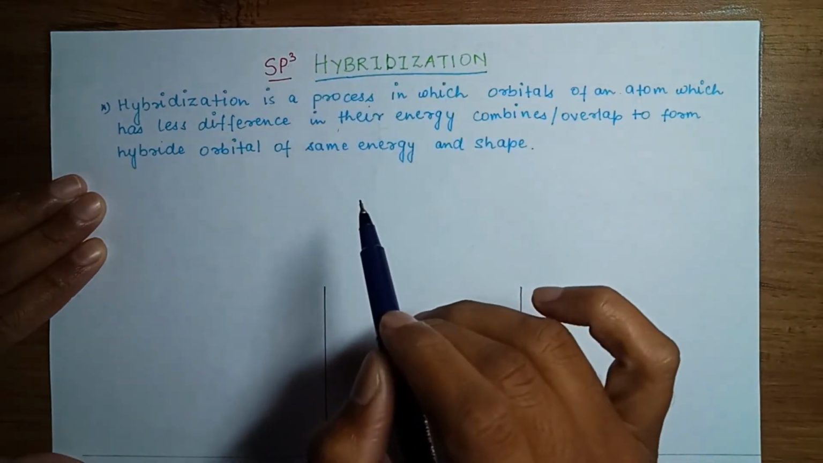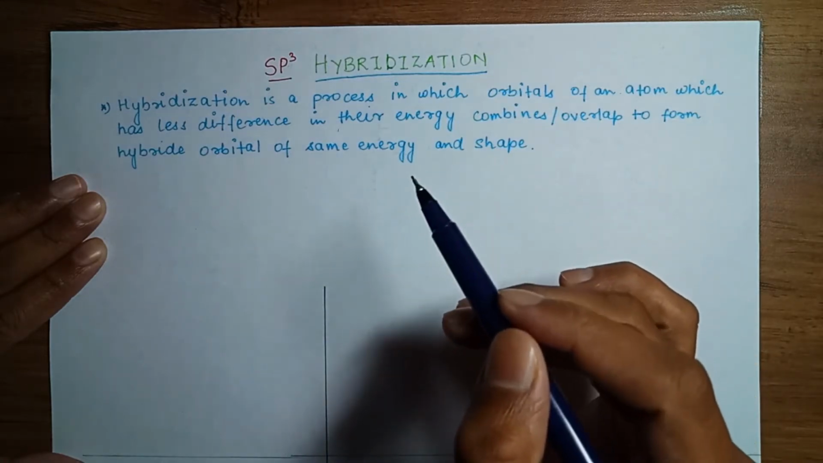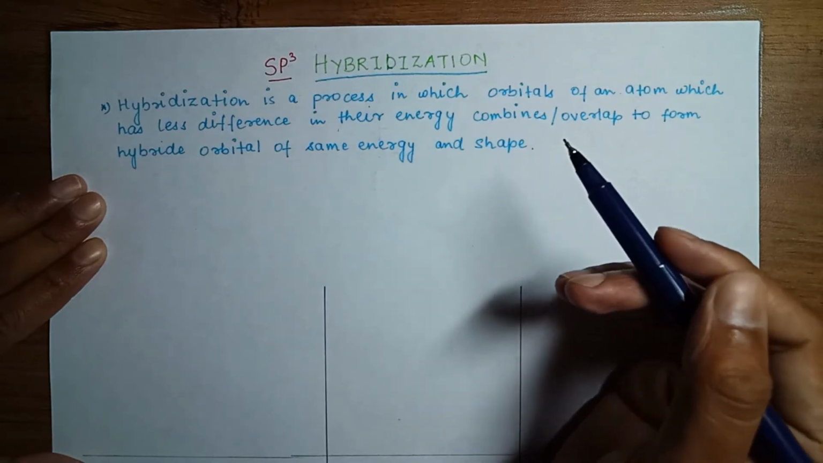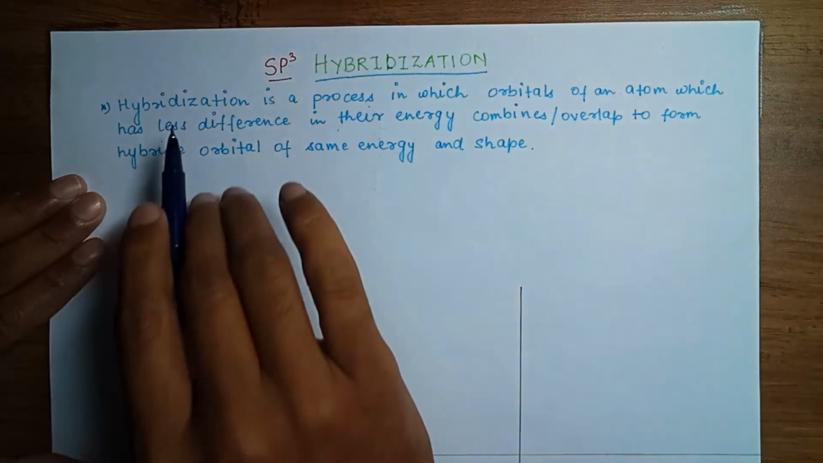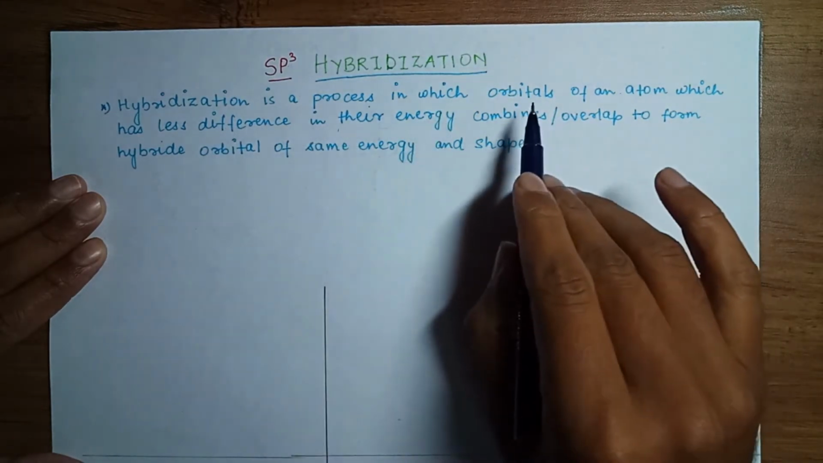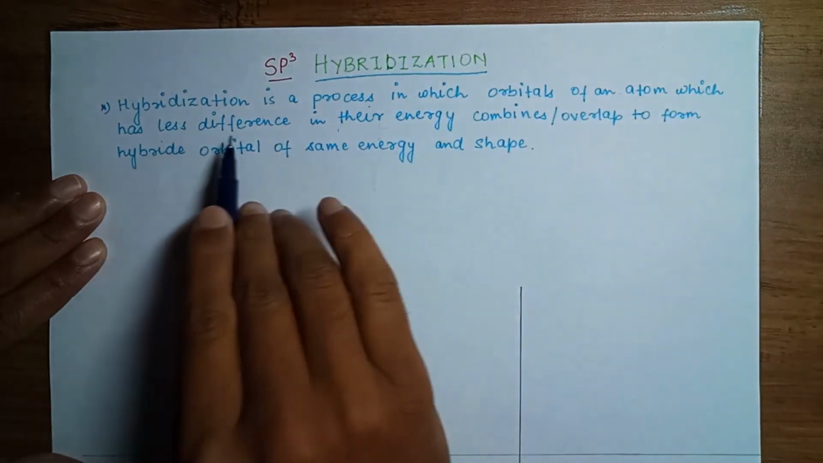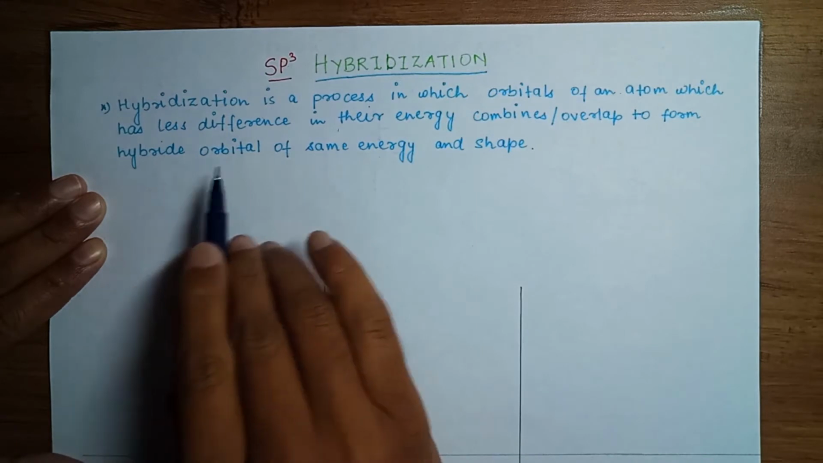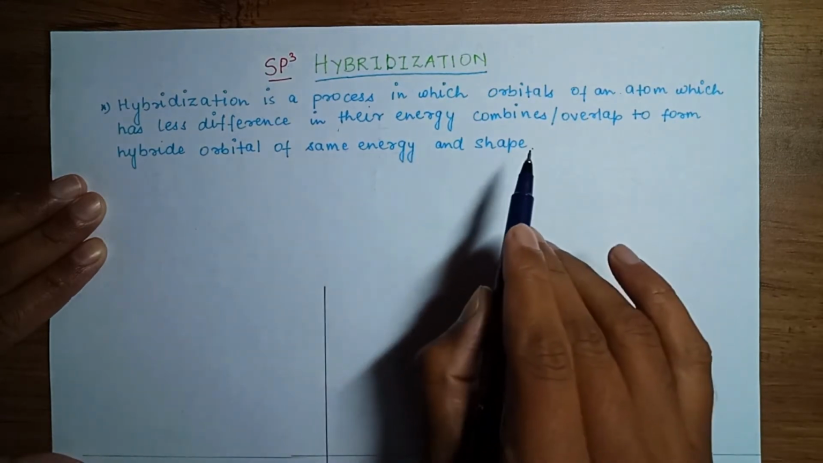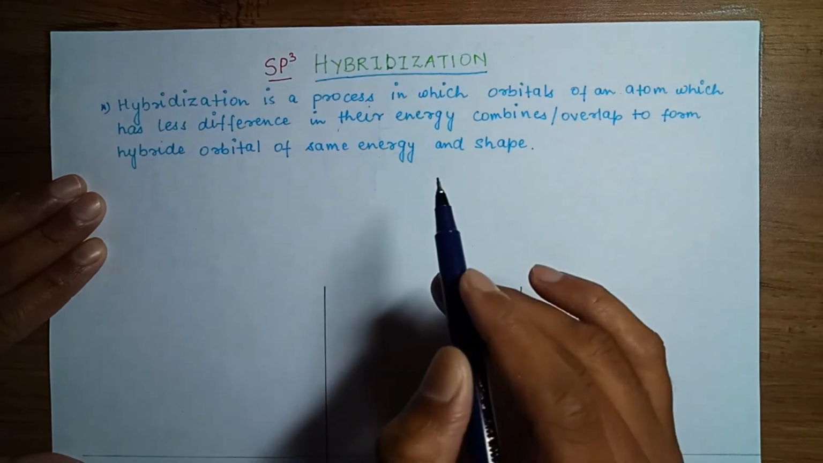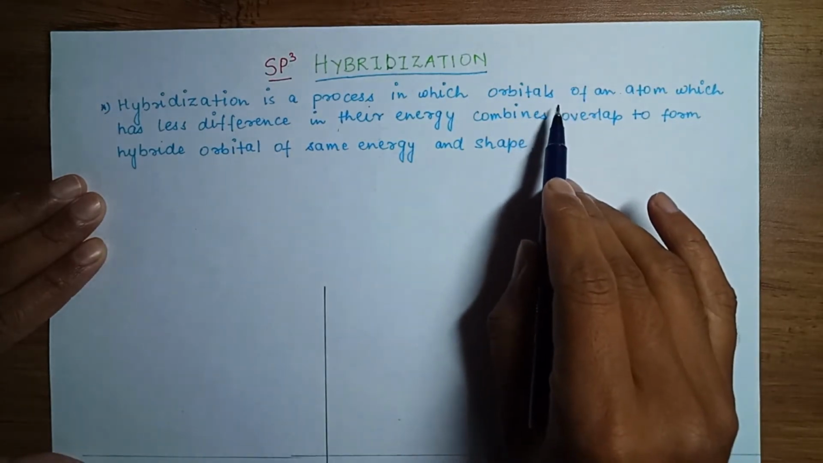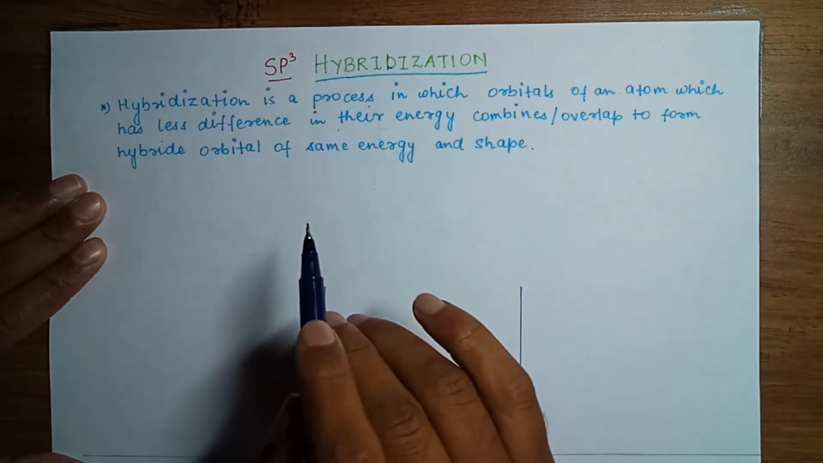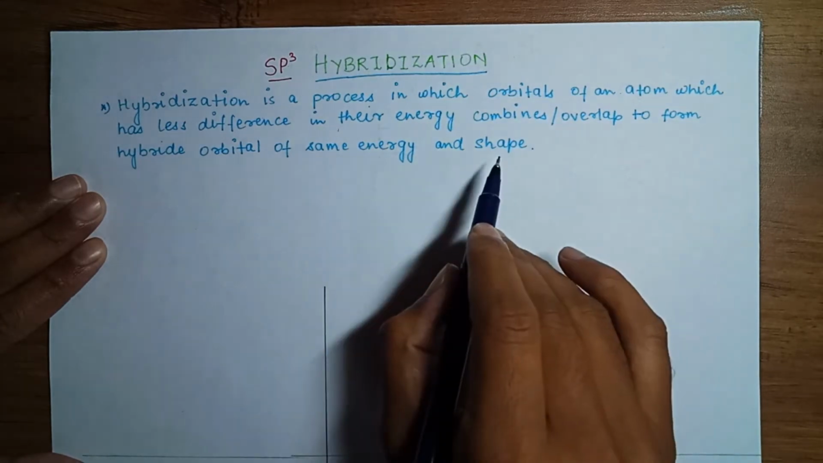In general terms, hybridization means mixing of something to get something better, and the better we are getting is said to be hybrid. Similarly in chemistry, hybridization is a process in which orbitals of an atom which have less difference in their energy combine or overlap to form hybrid orbitals of the same energy and shape. What is important is that only those orbitals will overlap which have less difference in their energy, and the hybrid orbitals we get will have the same energy and same shape.